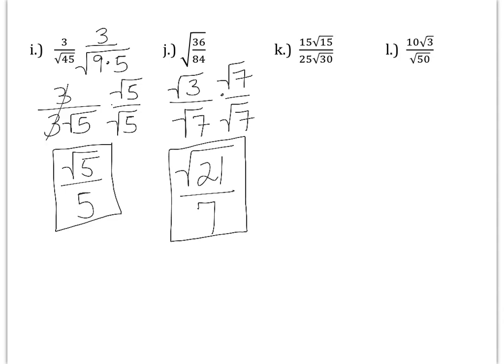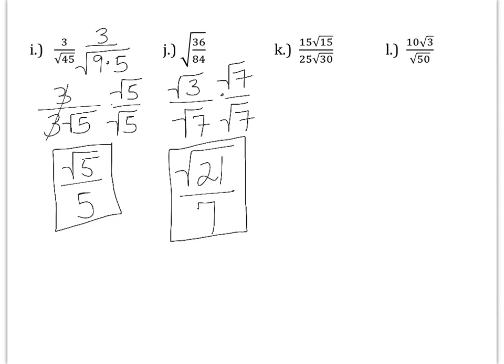Okay? All right, so for K, I just wanted to point this one out. You've got stuff on the outside, you've got stuff on the inside. So I wanted to remind you, before you try this problem, you want to reduce this completely, and then get rid of the radical in the denominator.